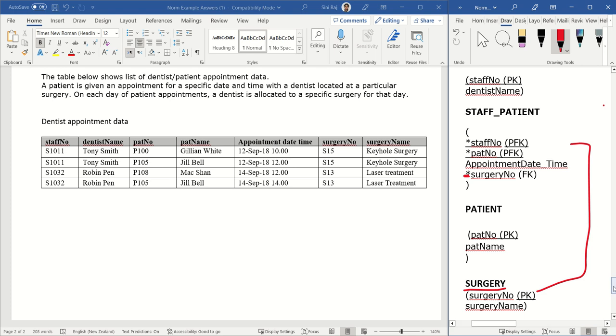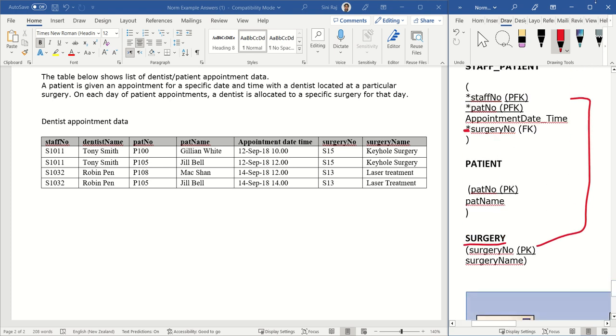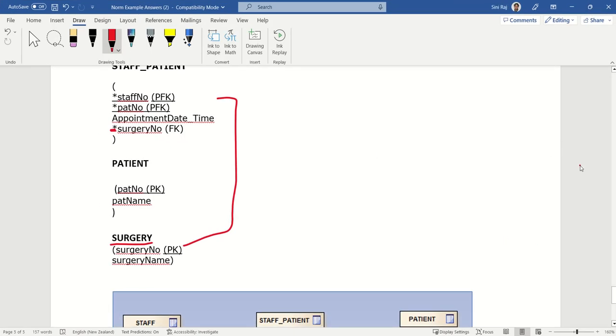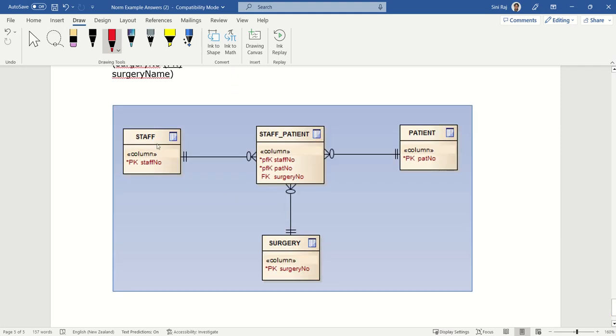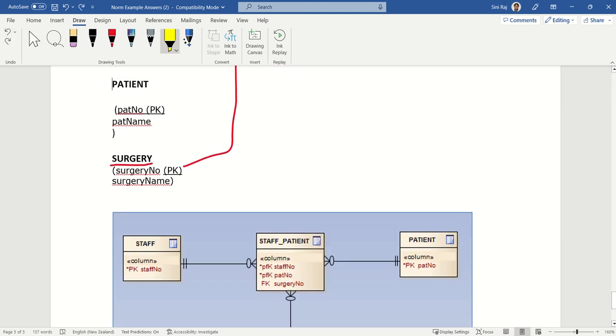So this is how you will solve this issue if you are given an unnormalized table. When you look here, you will have staff and patient, the staff patient. This is the main composite entity table which you have developed, and this is the surgery table with a simple surgery PK, and the surgery number is given over here as your FK, right?